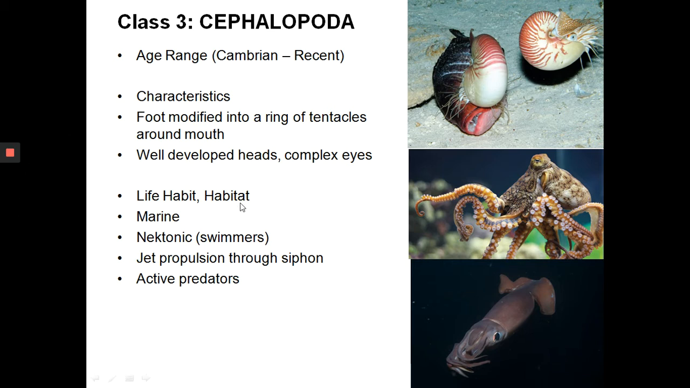and in terms of life habit, they are marine organisms and they are nektonic, meaning that they are free swimming rather than living on the seafloor. They move around through jet propulsion, we'll look at that later. And these cephalopods are active predators, so they can move around and actually hunt for food.